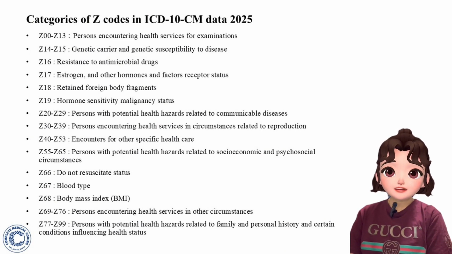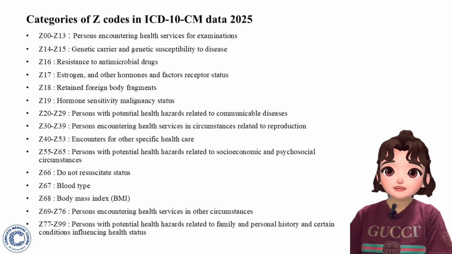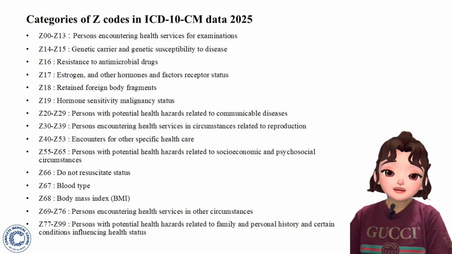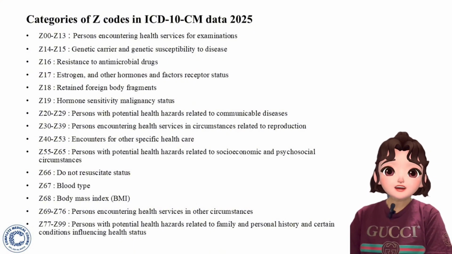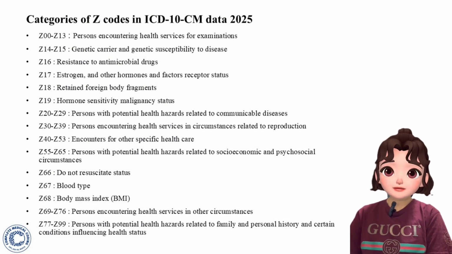Z00 to Z13. This category represents persons encountering health services for examination, general health examination. This is what you need to code. Z00 is a very important code that you will be getting frequently, like when you go for a job, you will definitely get these Z codes.